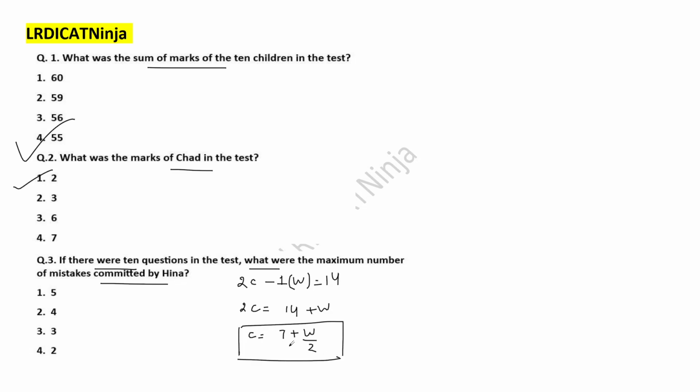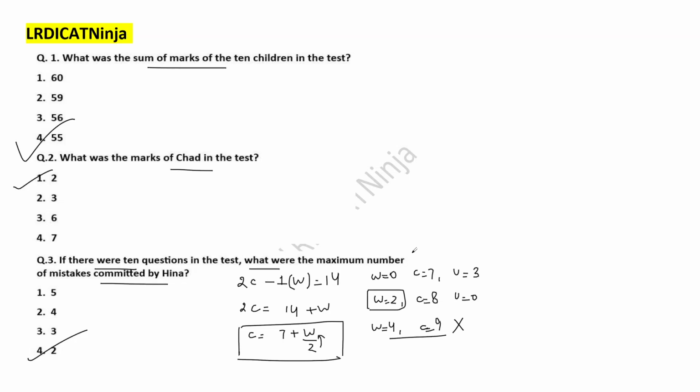And the total of these two cannot be more than 10. It can be less than 10, but cannot be more than 10. So w definitely has to be a multiple of 2. So if I take w as 0, then c will be 7. In that case, unattempted will be 3. So total makes it 10. If I take w as 2, then c will be 8, and total makes it 10. So unattempted will be 0. I cannot go beyond that, because in that case, my total number of questions will be more than 10. So if I take 4, c will be 9. Total makes it 13, which is not possible. So the maximum number of mistakes committed by Hina is 2.